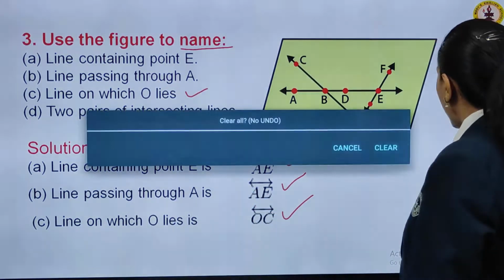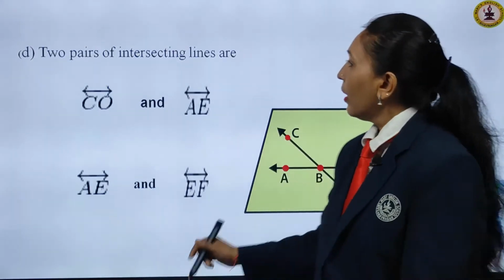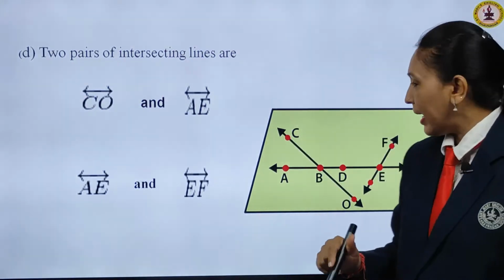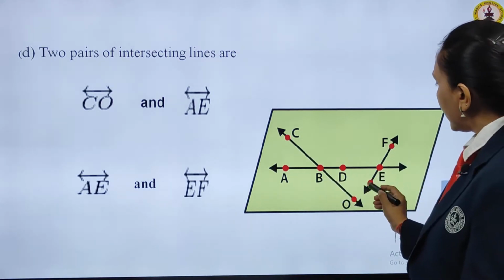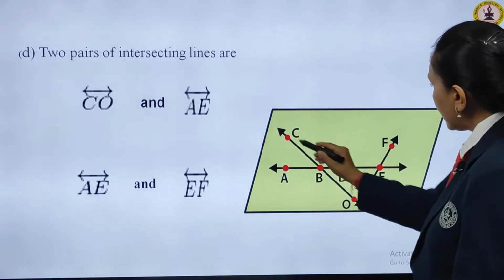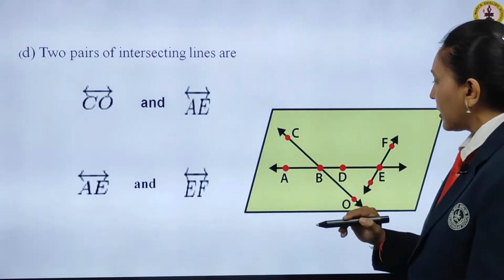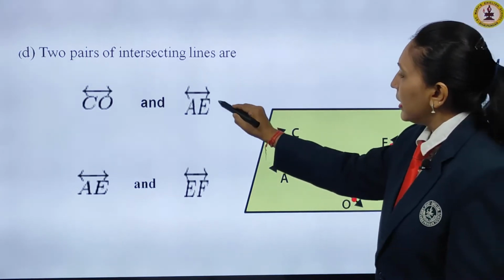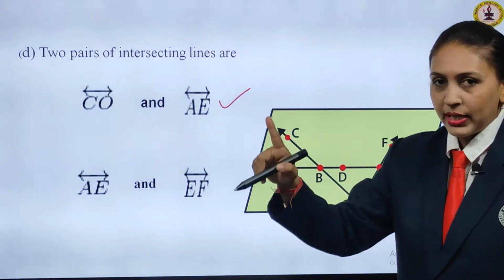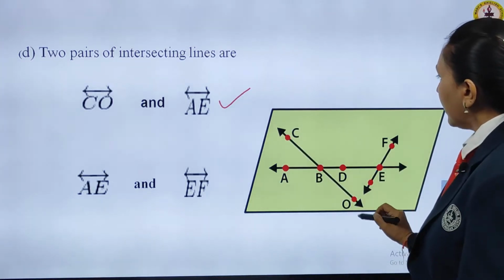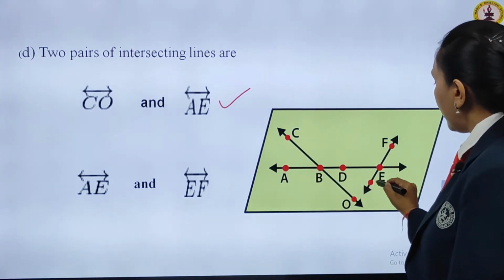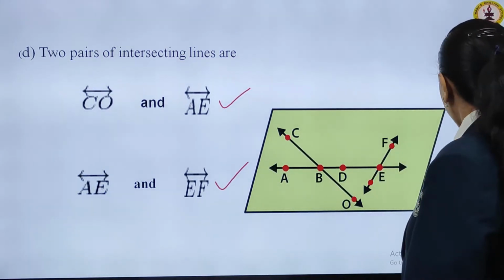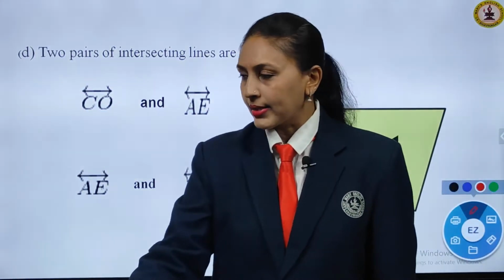Okay, let us go for the next question. 2 pairs of intersecting lines. We have to find 2 pairs of intersecting lines, children. Now you can see this one line is intersecting with that one and two different lines. Now let us compare one by one. AE and CO, you can see here CO and AE, that is one pair of intersecting lines. Let us find the second one. Again AE and FE, that is another pair of intersecting lines. Easy children, no? Figures help you to give the answer very nicely.